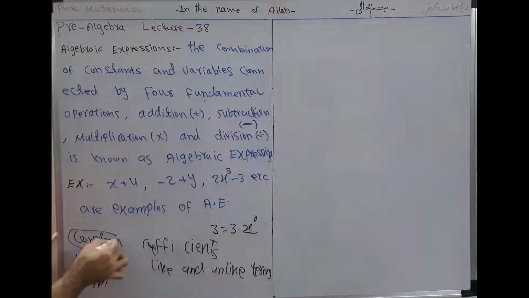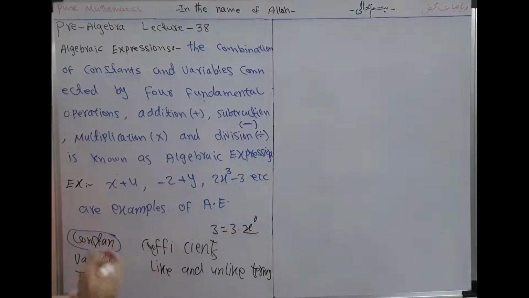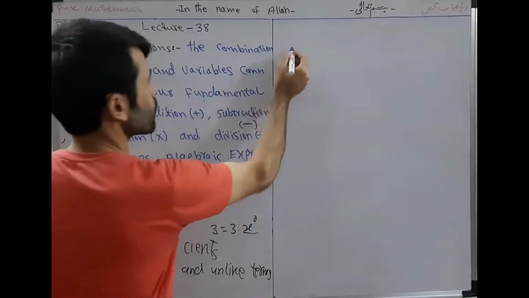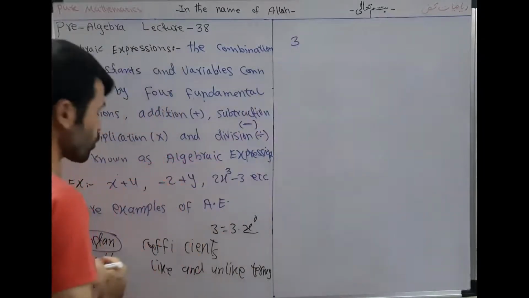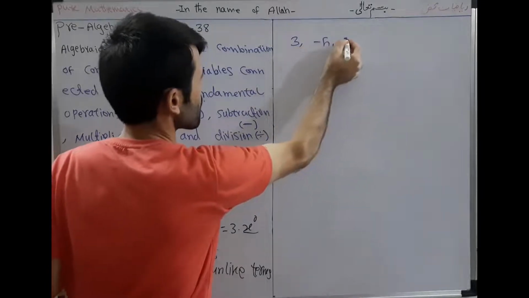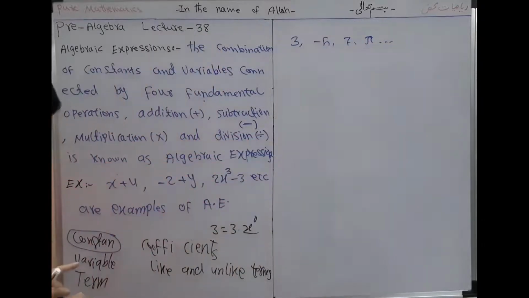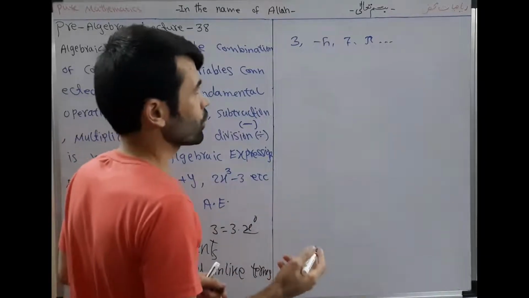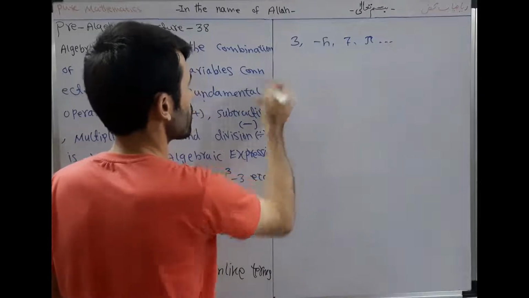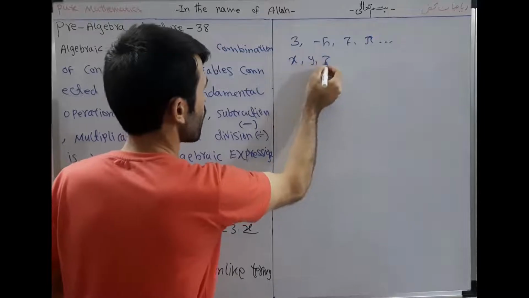It is a quantity whose value is not changeable. The constant is usually denoted by numbers: 3, -5, 7, pi, and so on. They are constants. Variable is a quantity whose values are changeable. Variables are denoted by x, y, z, and so on.